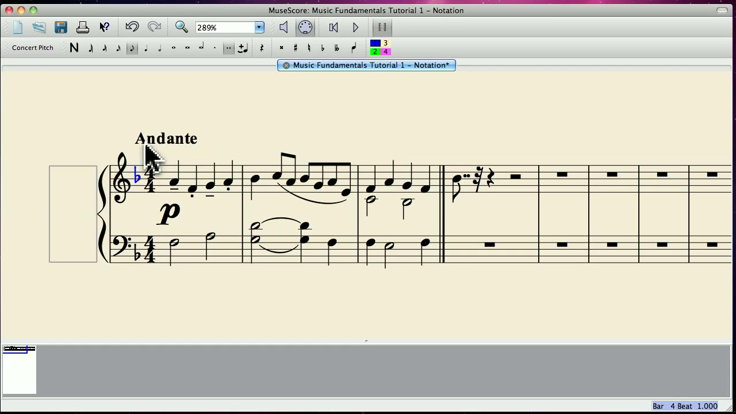So right here, sometimes there are words, like this is an Italian word, andante. Sometimes it'll be a note with an equal sign, and then it'll give you a number that tells you how many beats per minute you're supposed to play. And then you have other signs like this that control the dynamics. And this is a P for piano. Again, it's an Italian word that means to play quietly.